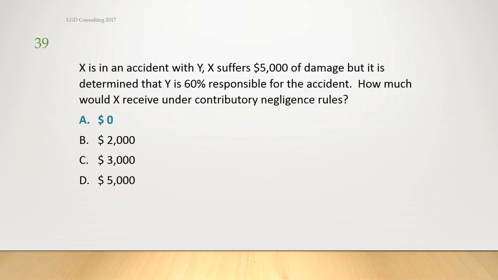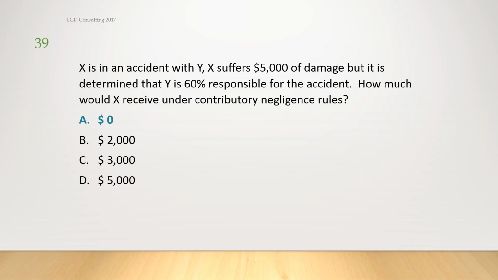Now, under tort law, we have different variations of how things are covered or not covered. So in this example, X is in an accident with Y. X suffers $5,000 of damage, but it is determined that Y is 60% responsible for the accident. How much would X receive under contributory negligence? Whenever you see the phrase contributory negligence, that means if you contribute in any way, shape, or form, you don't collect. Where this commonly occurs is, let's say two people back out of a parking lot at the same time and they both bump each other. They both contributed to the loss, but neither of their insurance companies pay the other party. Under contributory negligence rules, that's what that's about.